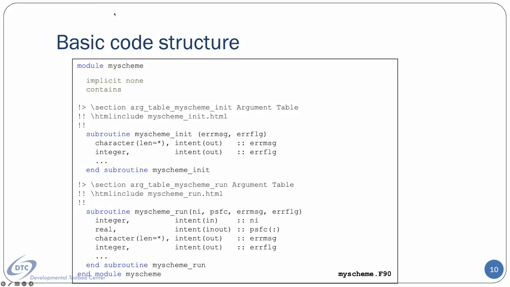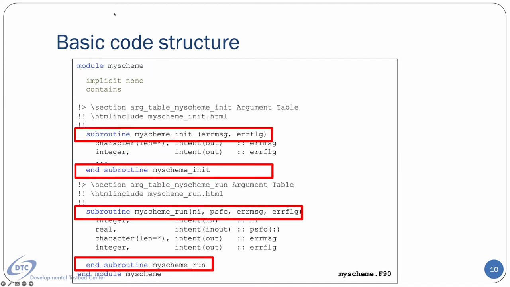Now, let's take a look at an example CCPP-compliant scheme's code structure. First, notice that the code exists within a Fortran module and that for this scheme, there are subroutines to be executed during the initialization and run phases. They share their root module name with init and run appended. Note, be sure to label the end statements for both the subroutines and module.